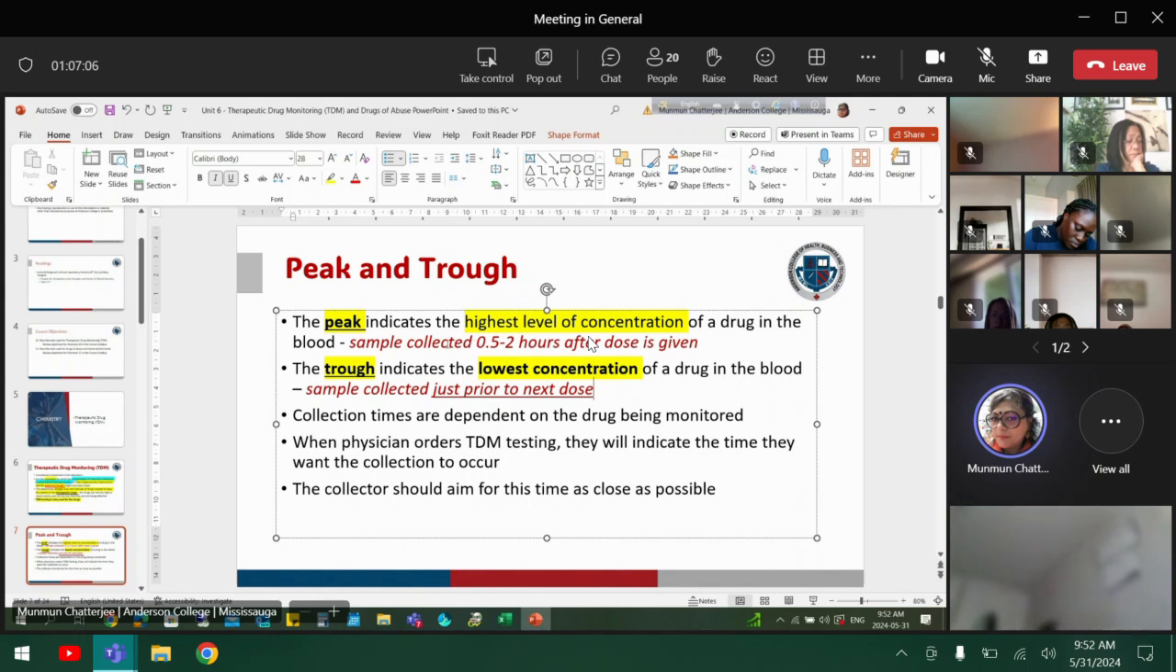And peak is where the sample is collected 0.5 to 2 hours after the dose is given, depending upon which drug the doctor wants to test, and it is going to be written in the requisition. Collection times are dependent on the drugs being monitored. See what I told you? So what you are going to collect, especially for the peak or for the trough, depends upon how the drug is monitored: 4 hours, 6 hours, 8 hours, twice a day.